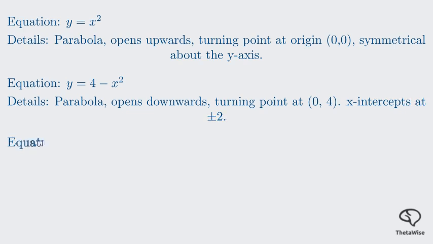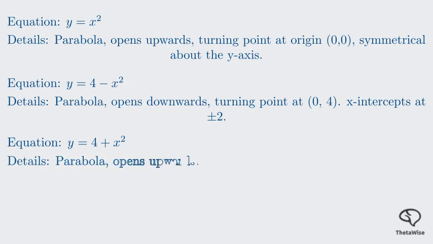Now consider y equals 4 plus x squared. This is the same as y equals x squared plus 4. The coefficient of x squared is positive, so it opens upwards. The turning point is at (0, 4).